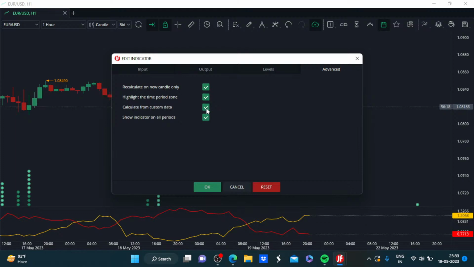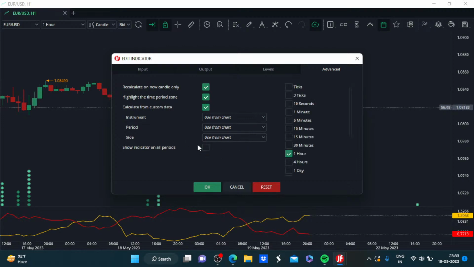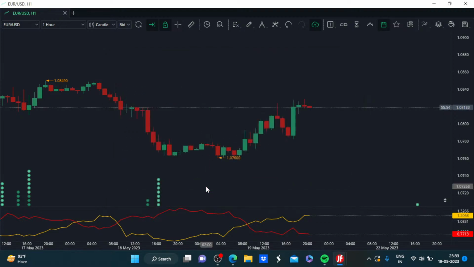We can even go for further customization with specifying the instrument, the candle period for the calculation of the indicator and the spread side. You can even decide on which particular time frame you want this indicator to be plotted on the chart and on which particular time frame to omit this indicator. So that possibility has also been provided here on this platform.